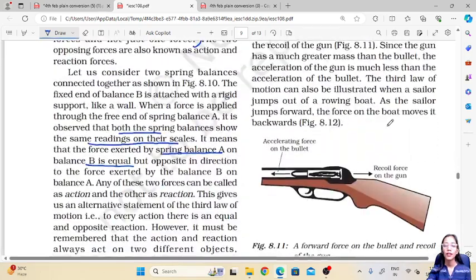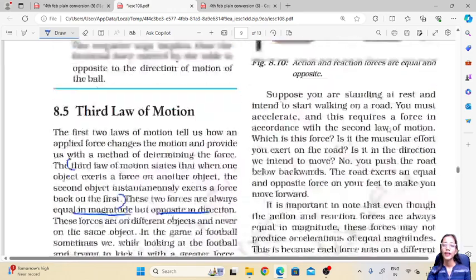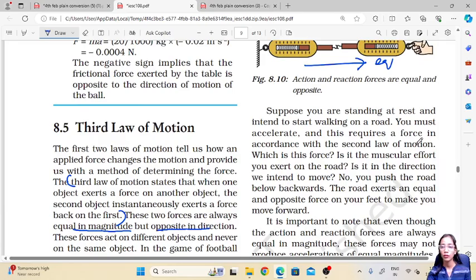So this gets us to another alternative statement of the third law of motion, which is: to every action there is an equal and opposite reaction. It means the force exerted by the first object on the other object is reacted back by the second object by exerting an equal and opposite force. This means that it is reacting to the force exerted by the first object. So there is an equal and opposite reaction to the particular action. It acts on two different objects and not the same object.